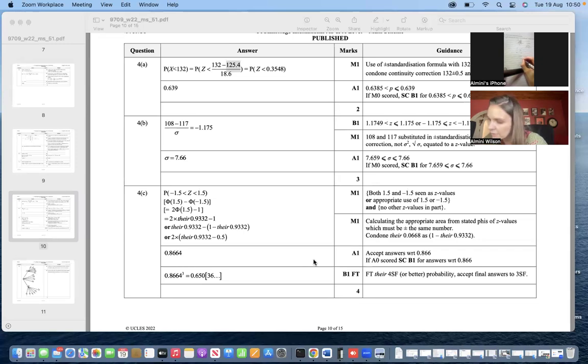Remember we're not done yet. I must answer the question first. So I just want to make sure that that works out. 0,9332 minus 0,0668 is 0,8664. So just remember that's the phi.